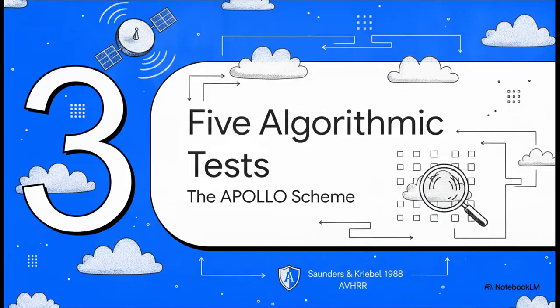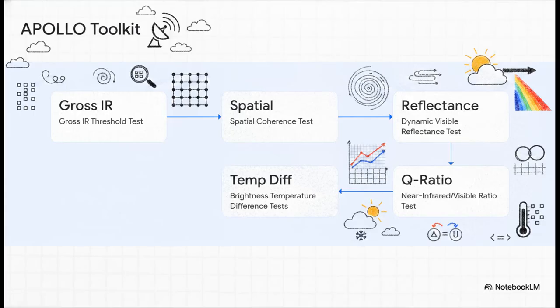And that brings us to Section 3, the 5 algorithmic tests, the APOLLO scheme. So how exactly do we sort those millions of pixels? Well, enter our hero, the Apollo scheme, developed by Saunders and Kriebel back in 1988. It's this highly sophisticated toolkit that uses 5 specific algorithmic tests to interrogate every single pixel. We've got the gross IR threshold test, the spatial coherence test, the dynamic visible reflectance test, the Q ratio test, and finally the brightness temperature difference tests.